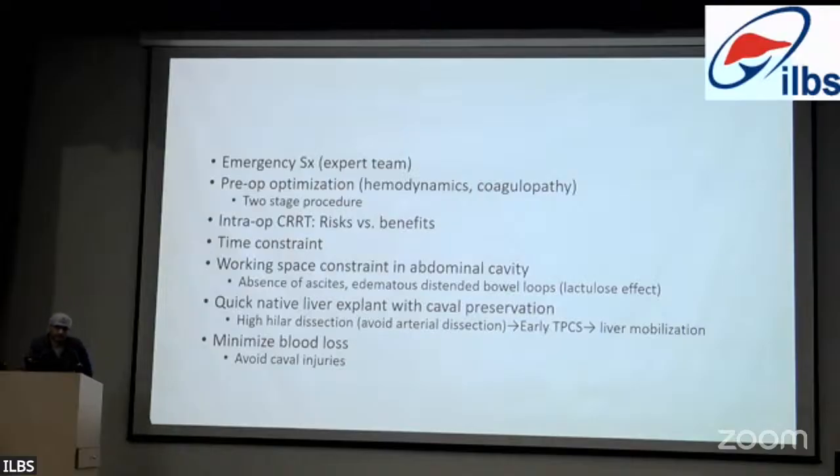Next, the important point is the working space constraint. Especially we see young male donors, they have a narrow costal arch. We have to plan the incision. Usually we perform the operation with a reverse L incision, but sometimes we have abdominal wall edema and distended bowel loops. So we have to do a classical Mercedes Benz incision to have proper exposure.